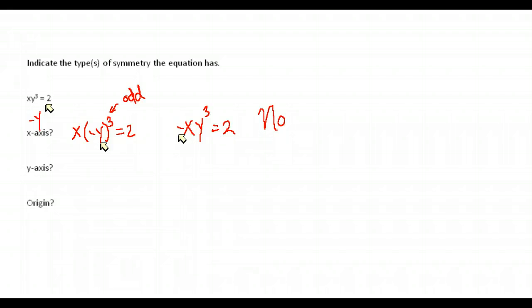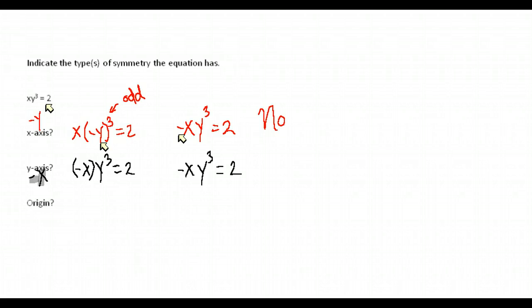Let's check if it has symmetry with respect to the y-axis. And remember, for the y-axis, our plan is to plug a negative x in for all of our x's and then simplify. So changing nothing else, all I'm doing is putting a negative x instead of a positive x. I get negative x quantity times y to the third equals 2. To simplify that, well, negative x, those parentheses really aren't doing anything. Just negative x times y is a negative.